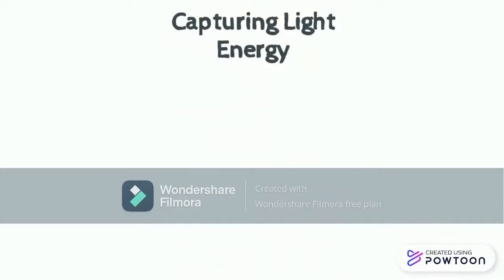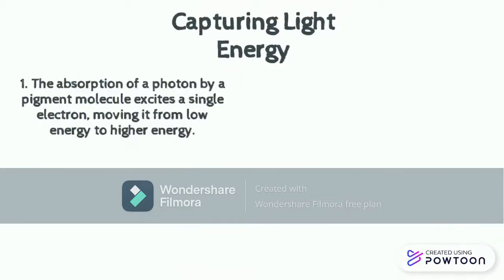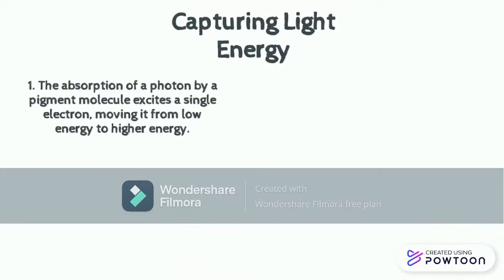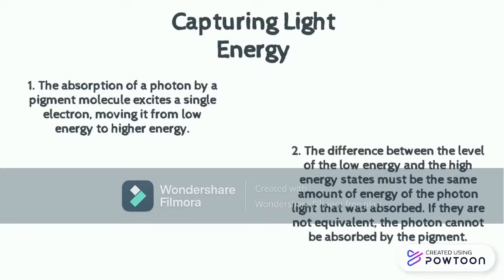Now we are going to be talking about capturing light energy. There are 2 points for light absorption that are important in photosynthesis. First, we must note that the absorption of a photon by a pigment molecule excites a single electron, moving it from a low energy level to a high energy level. Second, the difference between the low energy and the high energy states must be the same amount of energy as the photon of light that was absorbed. If they are not equivalent, the photon cannot be absorbed by the pigment.